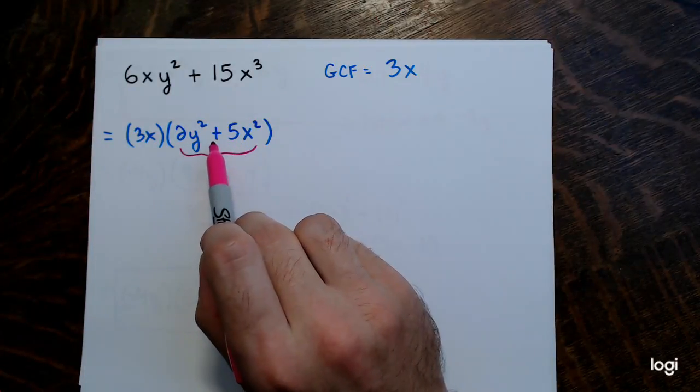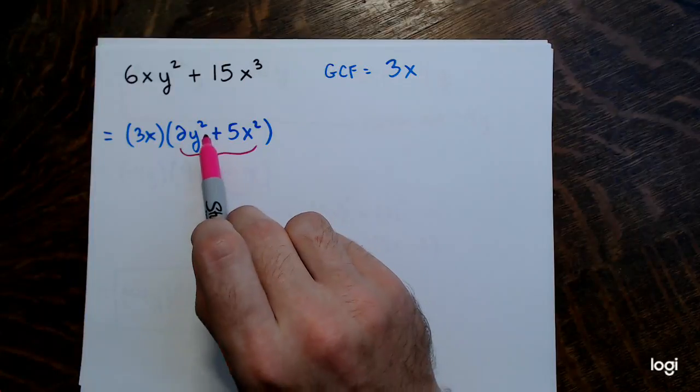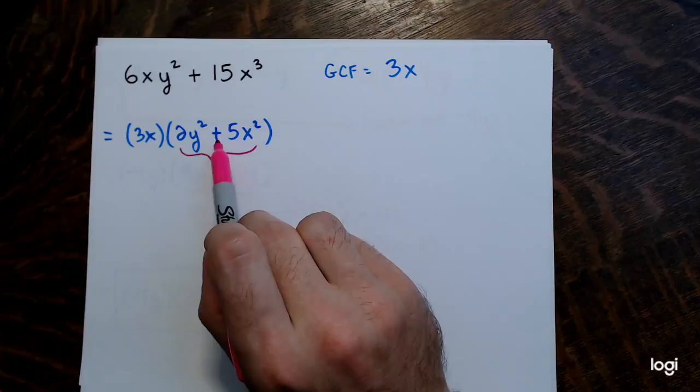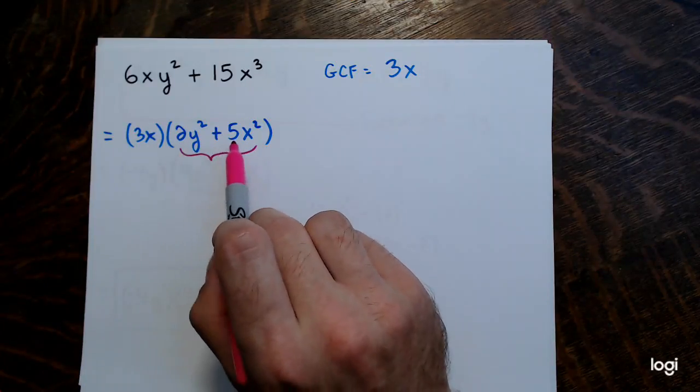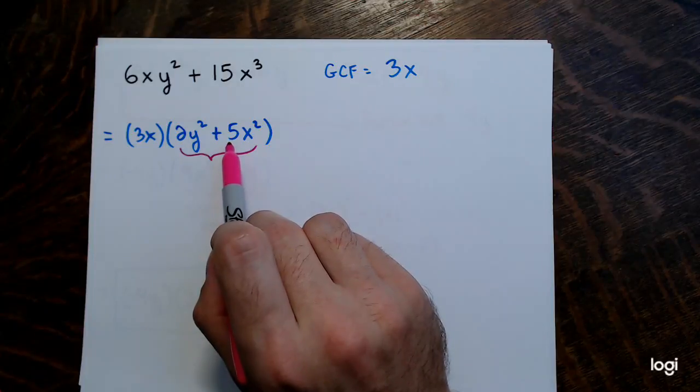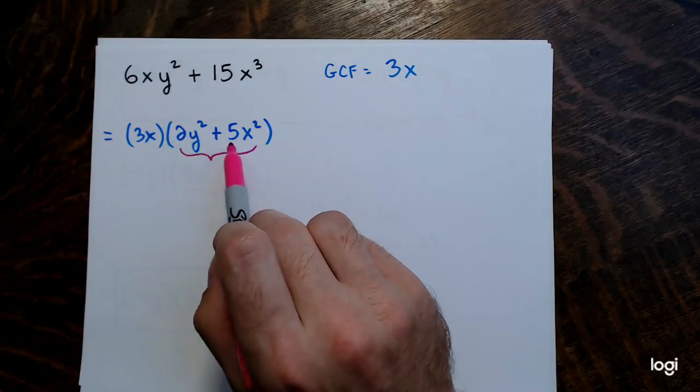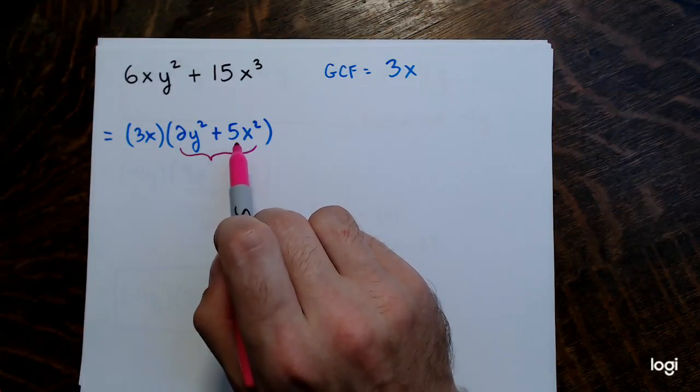It's not a difference though. And you got squares. You can't factor a sum of squares over the integers. And 2 and 5 aren't nice squares, right? The square root of 2 is like 1.4 something, right? And the square root of 5 would be 2 point something. Not nice.